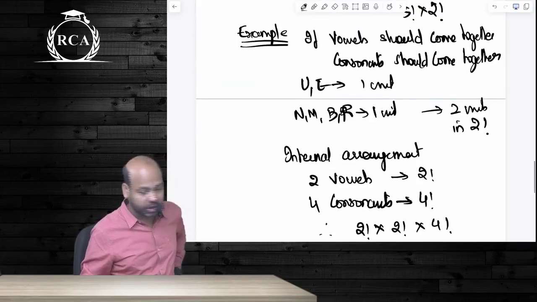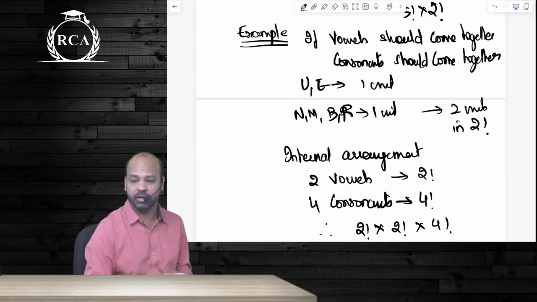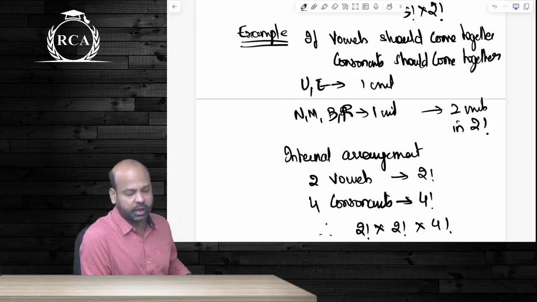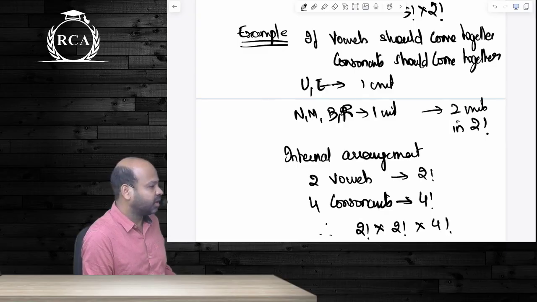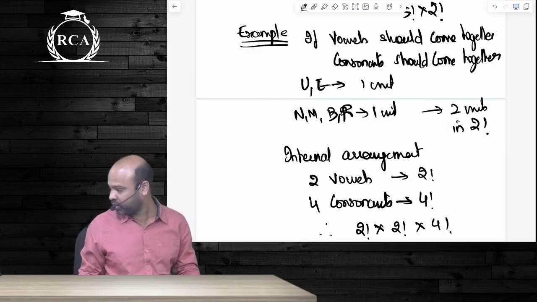If vowels should come together, consider them as one unit. Consonants should come together, they should be considered as one unit. Collectively, there are 2 units. Already done, beta. Collectively, 2 units can be arranged in 2 factorial ways. 2 vowels can be internally arranged in 2 factorial, 4 consonants in 4 factorial ways.